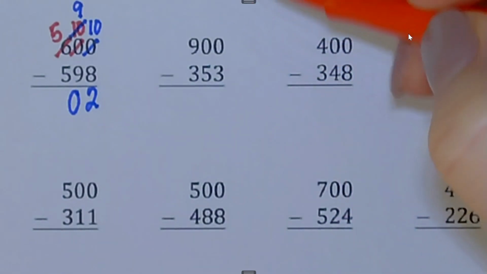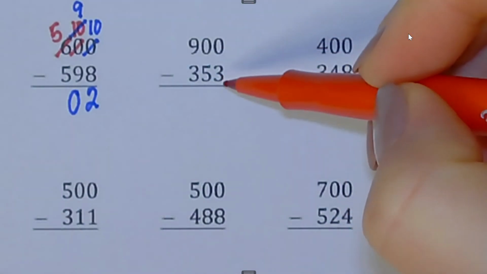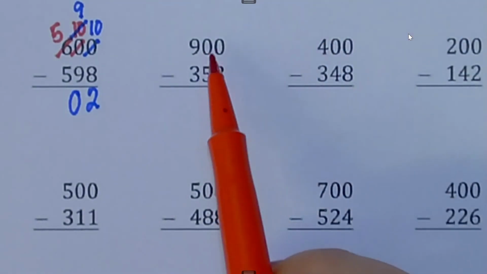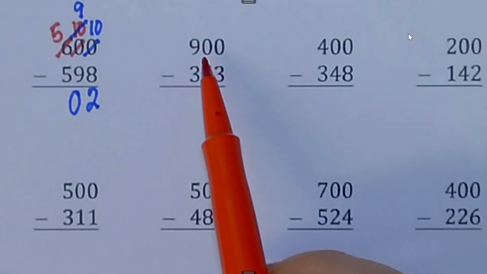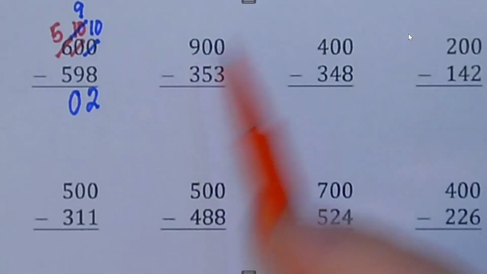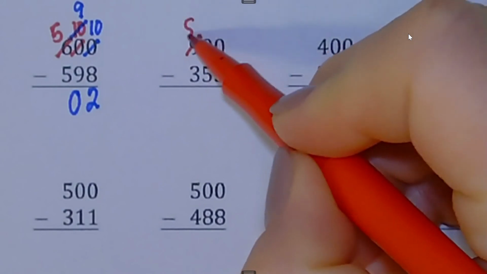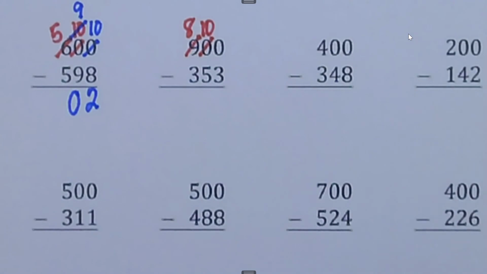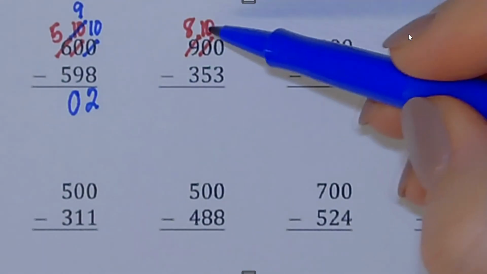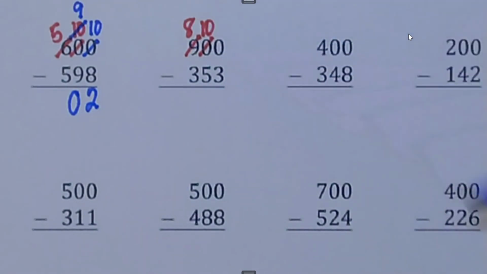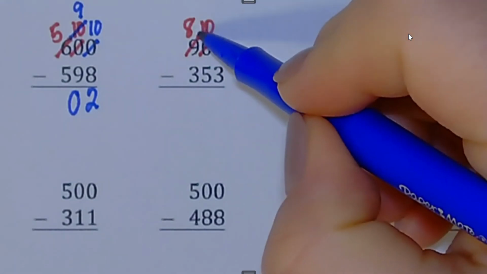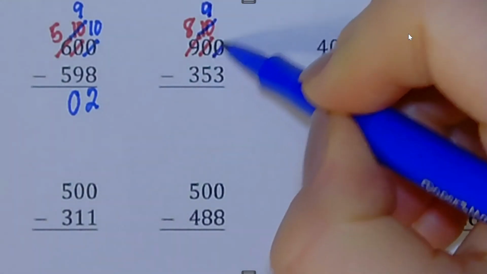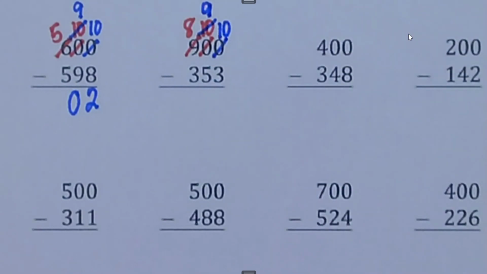So I'm going to start in my ones column, 0 minus 3. I cannot do that. So I'm going to go to my neighbor for some help, but my neighbor cannot help me. He has nothing to give me. So he's going to go to his neighbor for some help. So my 9 becomes an 8, and my 0 becomes a 10. Okay. Now my tens place is able to help my ones place. So I'm going to borrow from this 10, it becomes a 9, and my ones place becomes a 10. Now I'm ready to subtract.